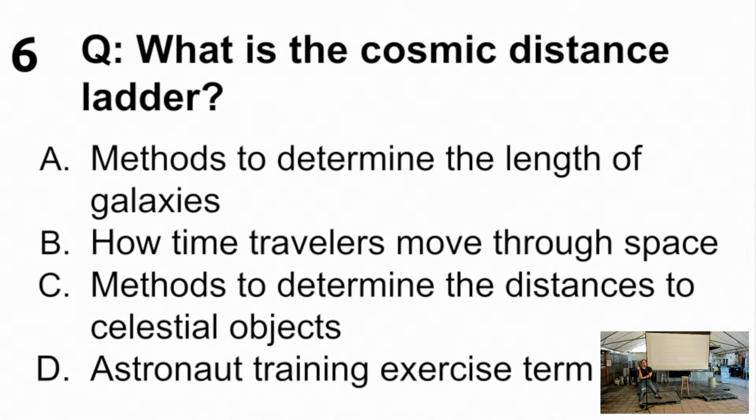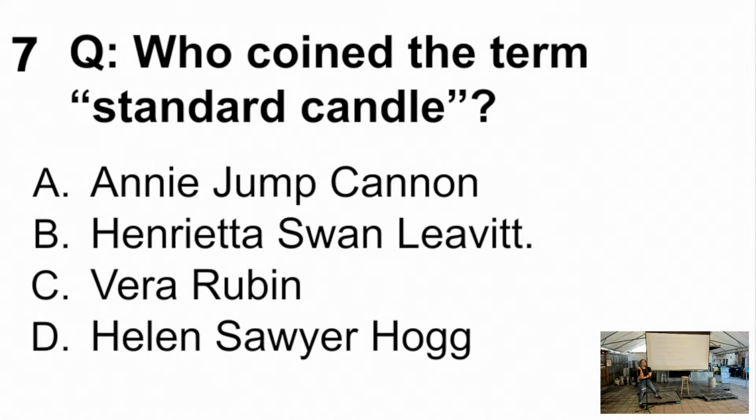Question 6. What is the cosmic distance ladder? A, methods to determine the length of galaxies. B, how time travelers move through space. C, methods to determine the distances to celestial objects, or D, an astronaut training exercise term? Question 7, who coined the term standard candle? A, Annie Jump Cannon, B, Henrietta Swan Leavitt, C, Vera Rubin, or D, Helen Sawyer Hogg?